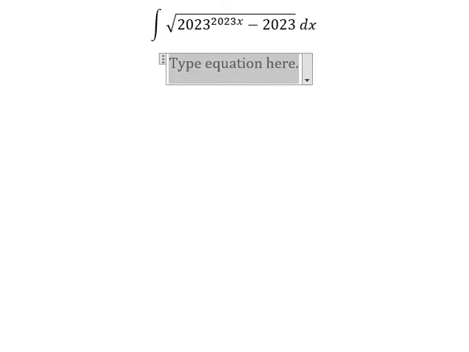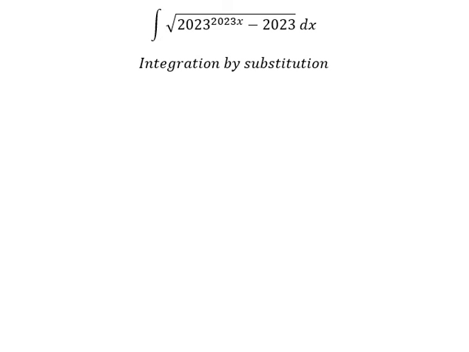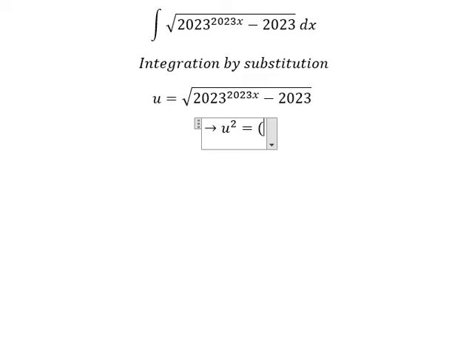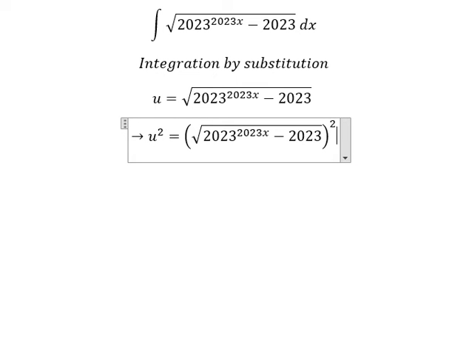We need to use integration by substitution. So I will put u equals to this one. Later, we put the power through for both sides to cancel the square root.